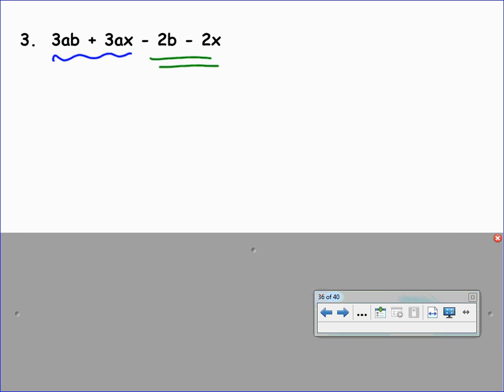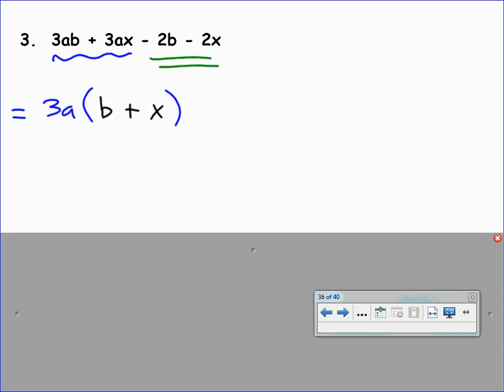Now we'll focus in on that blue group. Stop, think, GCF. What's common to each of those terms? Well, they both have a 3a, and so we're going to go ahead and factor out a 3a from that first group. That would leave us with b plus x. Now we'll look at that second group. Is there anything common in the second group? Yeah, they both have a negative 2. Don't they both have a negative 2?